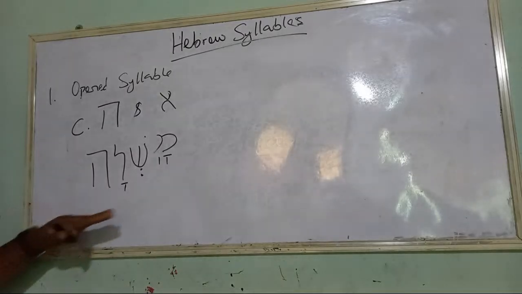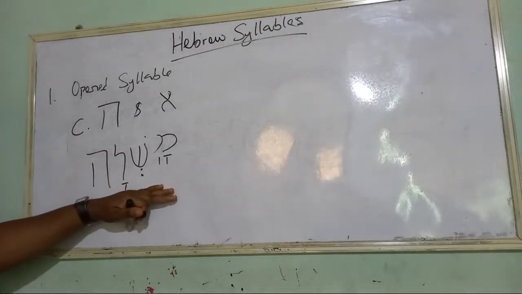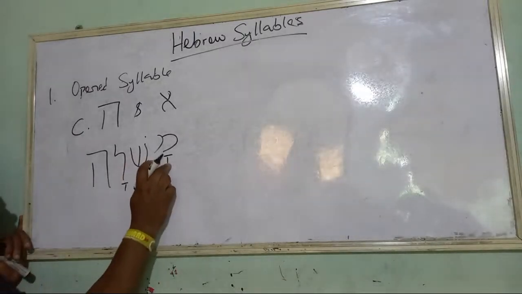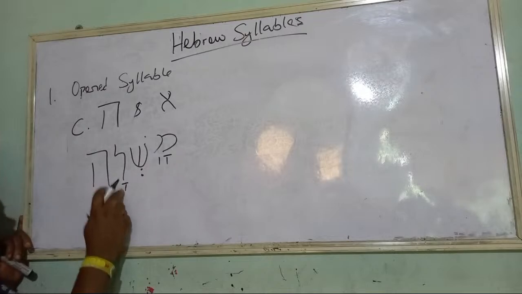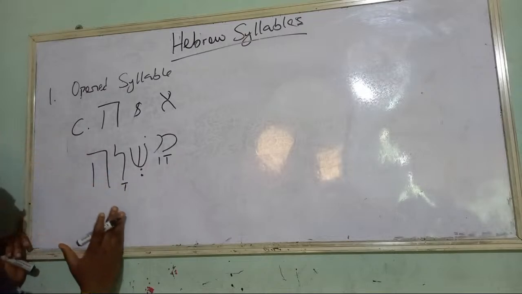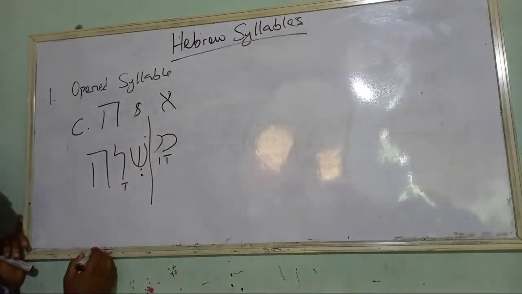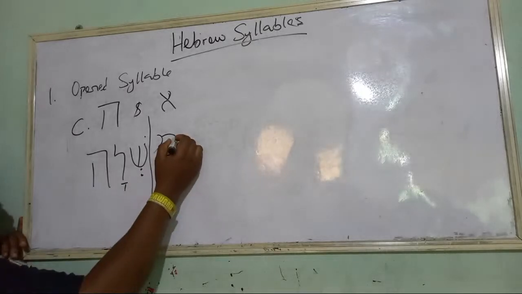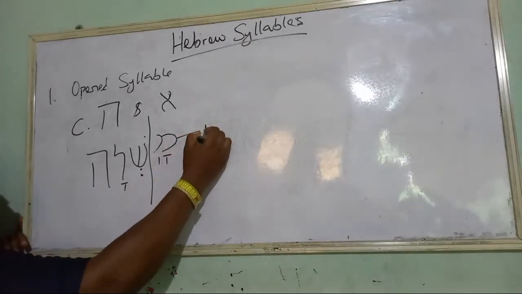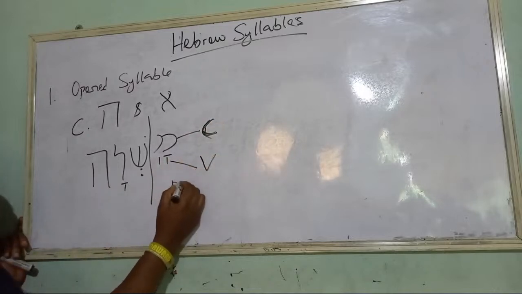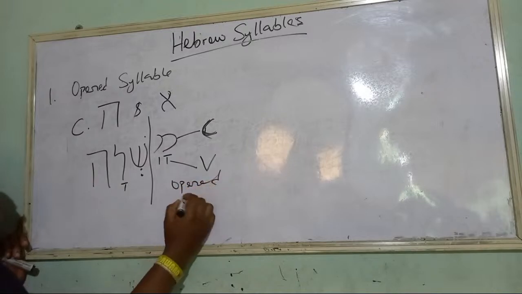If we want to know how many syllables we have in this word, our clue is to count the number of full vowels. We have 1, 2. So we have 2 syllables in this word. The first one is consonant plus vowel, so it is an open syllable.